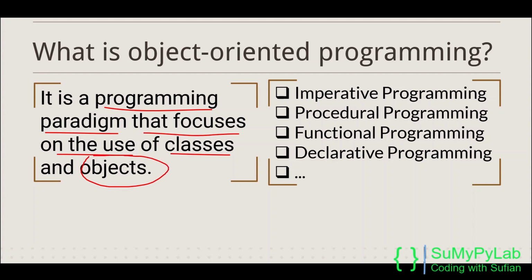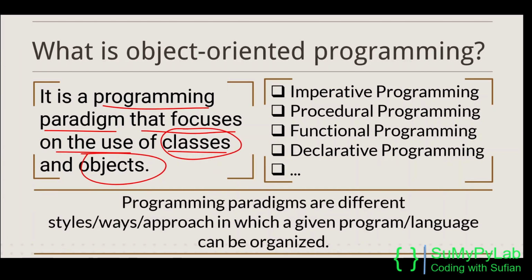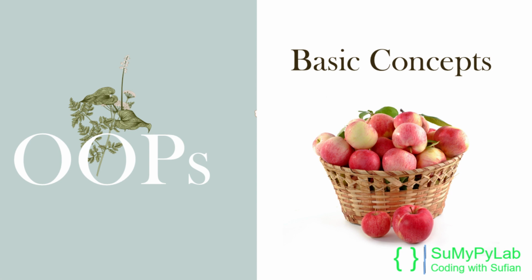Again, you may ask what a paradigm is. Programming paradigms are different styles, ways, or approaches in which a given program or a programming language can be organized. There are various programming paradigms or styles, such as imperative programming, procedural programming, functional programming, declarative programming, logic programming, etc. In this lesson, we will learn the basic concepts of object-oriented programming and how to write code in Python using this style. Let's begin with the four main pillars of object-oriented programming.